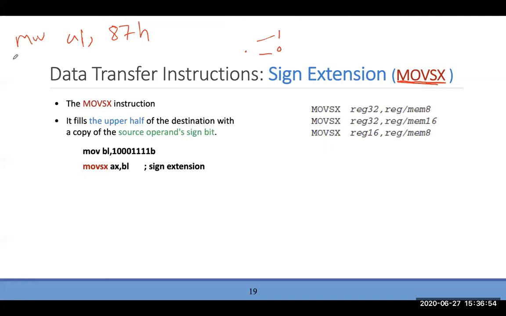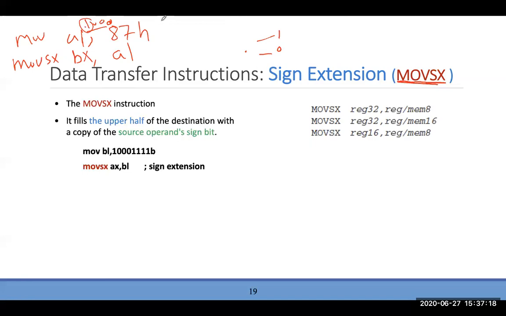Move to AL this part, and then we're gonna say MOVSX BX, AL. So is this the most significant bit? Is it 1? This is a hexadecimal number. So we're going to say 8 means what? 1000. Bingo. Always convert the number into binary so you know what the most significant bit is.